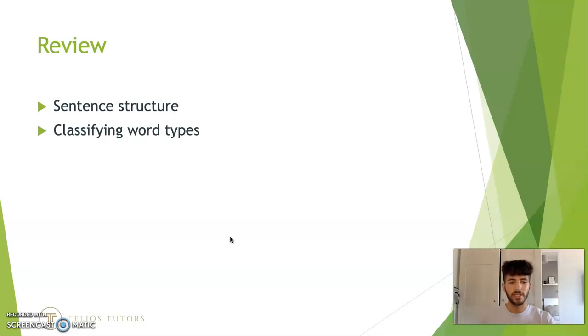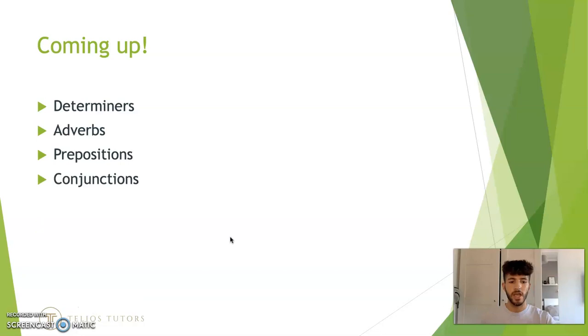Word classification isn't just limited to nouns, pronouns, verbs, and adjectives like I've mentioned in this video. You can have different classifications like determiners, adverbs, prepositions, and conjunctions, and some more, which may be involved in sentence structure depending on what sentence you're dealing with. So tune into my next video where I'll go through these and round off this section of word classes.